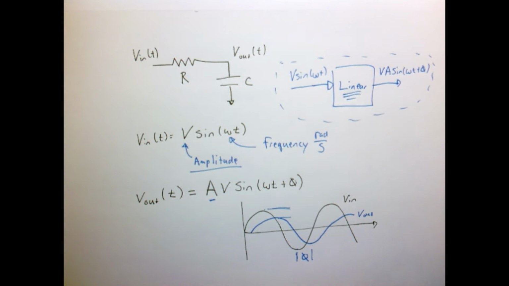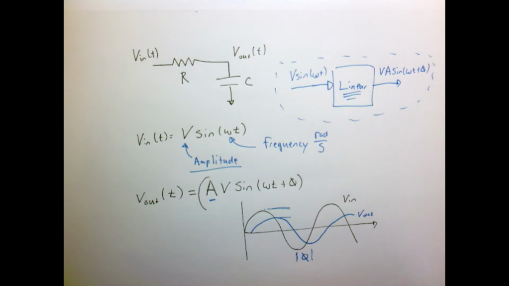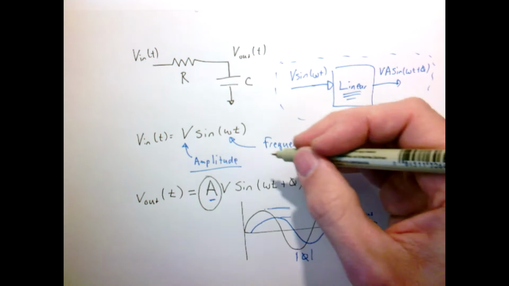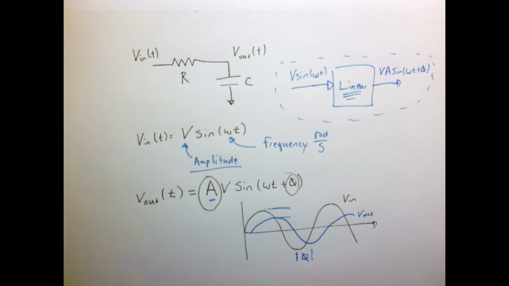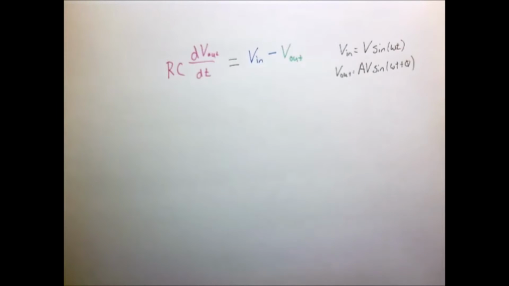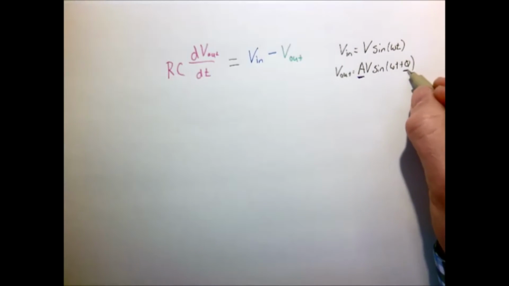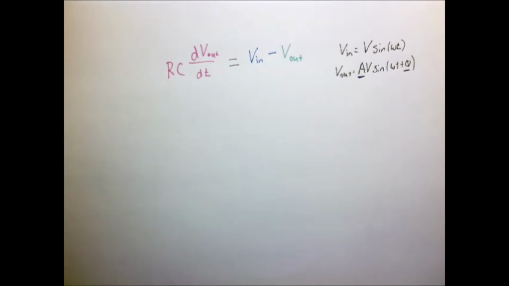And what's cool about this is now the only thing we need to describe the system is we need to know what A is and what this angle is, and that we can figure out using our equations. So there's our equation, and there's our assumed form of the input and the output. And so again, what we're going to try to do is use this equation and our assumed forms of the input and output to find expressions for the amplitude and phase of the output, because the input is known, it's something we're controlling.